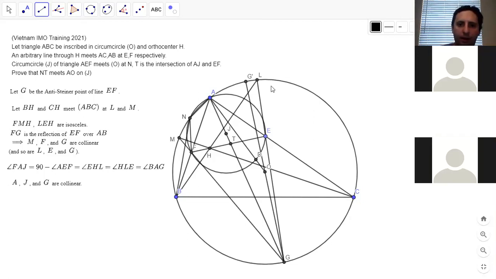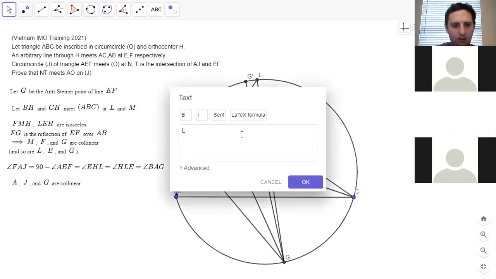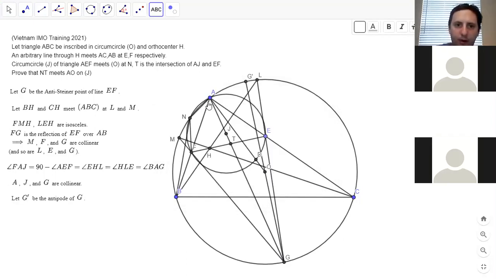Wait, hold on a sec. I think I might have this. G prime BC is 90 minus GBC, which is 90 minus F. Yeah, okay, I think I got this. So let G prime be the antipode of G. And now I claim that G prime is the image of the spiral similarity of A with respect to N.